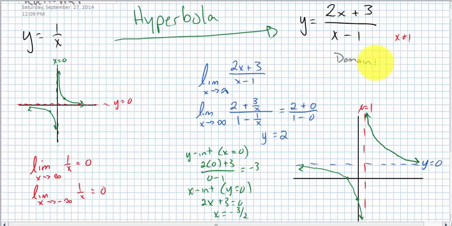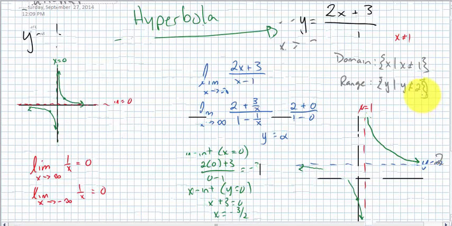The domain is all real numbers except x cannot be 1. And the range, this goes up and down forever and ever, except y cannot be 2. Hopefully you corrected that on your own paper. And there's our domain and range.